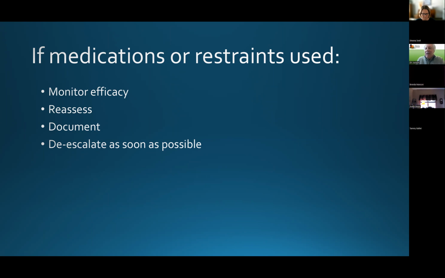I already gave you the disconnect with this big study that they did and found that a lot of hospitalists were treating delirium with medications, but they never documented it in the chart. In some of the big cities that would be considered malpractice. So you really do need to document. And then the important point is to have a de-escalation plan.